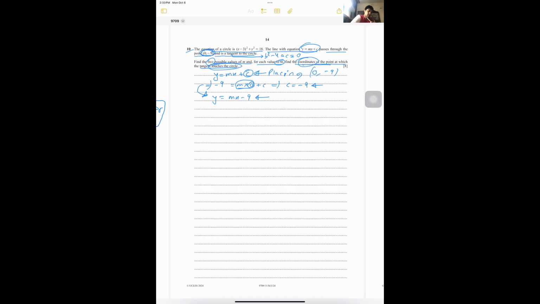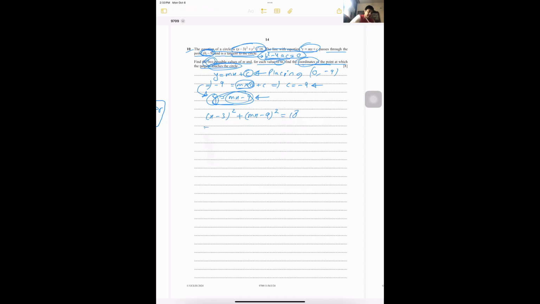Okay, so now if we put this equation in our circle equation, then we will have another equation which we can use and find out the values of m with the discriminant method. So let me show how we can do this. So x minus 3 whole squared plus, instead of y we'll place this mx minus 9 whole squared, and this is equal to 18.